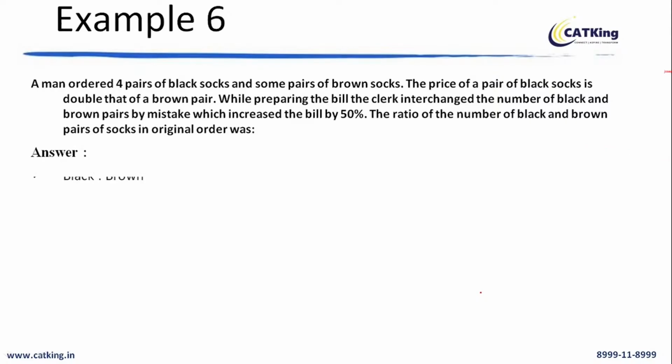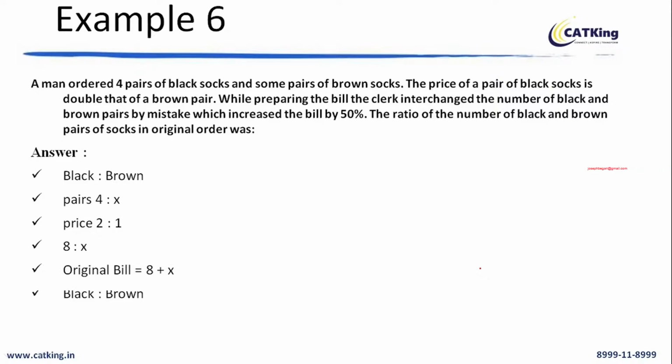So let the number of brown socks be x. So black is to brown becomes 4 is to x. So the pairs becomes 4 is to x. The price is in the ratio 2 is to 1. Correct, because the price of a black socks is double that of a brown pair. Now, the amount is how much? You multiply the pairs into their price, it will give you 8 is to x. So the original bill was 8 plus x. That is the amount of black socks plus brown socks.